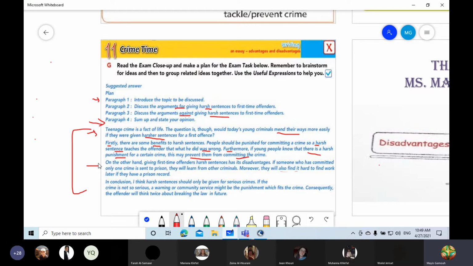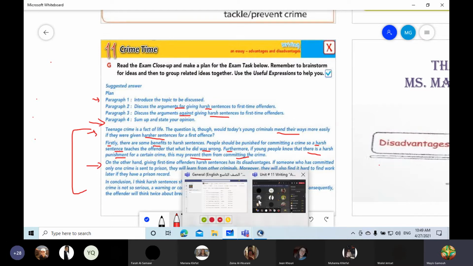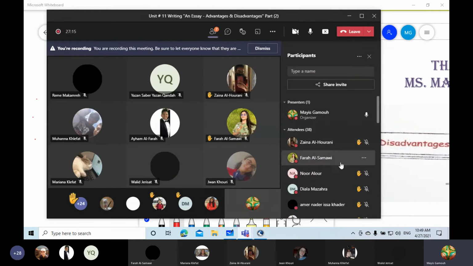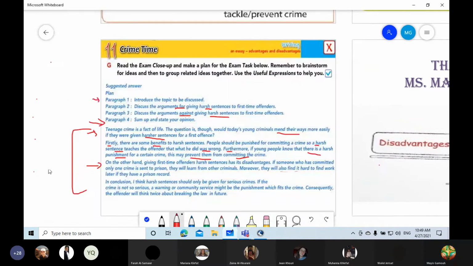Let's go to the second paragraph in here regarding your body paragraphs, and I'll have Noor read please. On the other hand, giving first-time offenders harsh sentences has its disadvantages. Someone who has committed only one crime is sent to prison, they will learn from other criminals. They also find it hard to find work later if they have a prison record.